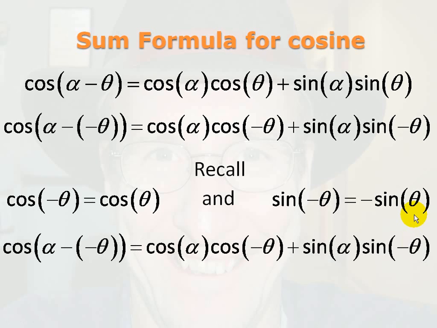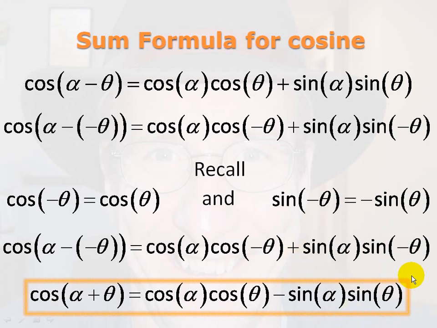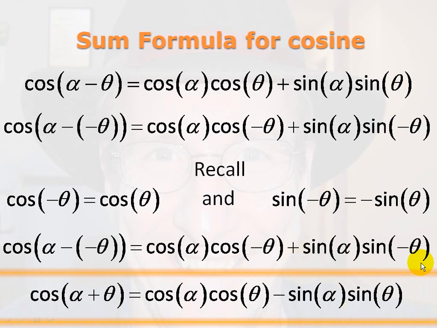So what does that give us? Well, notice, I'm going to be able to take this cosine negative theta and just rewrite it as cosine theta. But over here, sine negative theta, I'm going to rewrite that as sine theta, but I have to remember the sign of this term is going to change. So here's what I'm going to get. I'm going to get cosine of alpha plus theta equals cosine alpha, cosine theta, minus sine alpha, sine theta. And that is our second formula that deals with sums and differences of angles. This is, of course, cosine of the sum of angles, alpha plus theta.